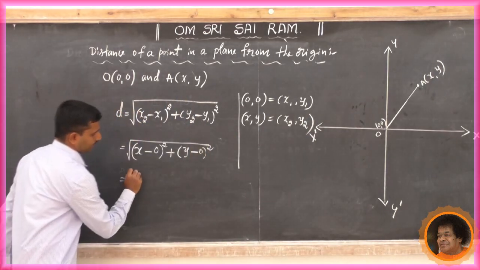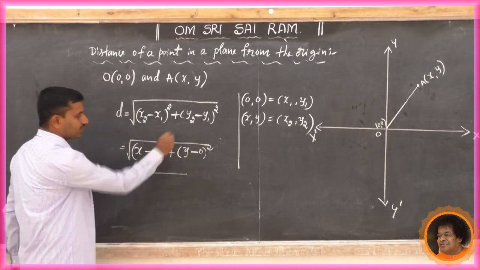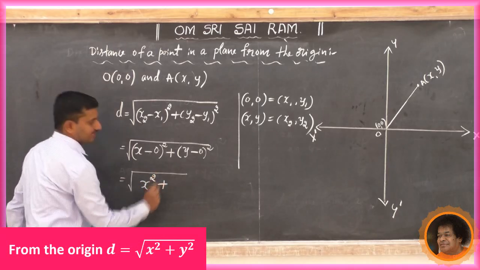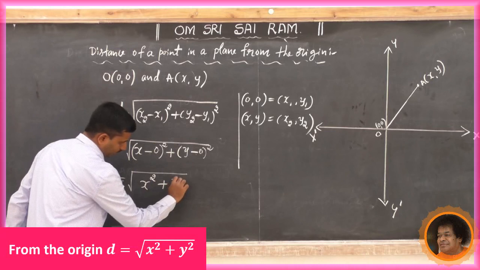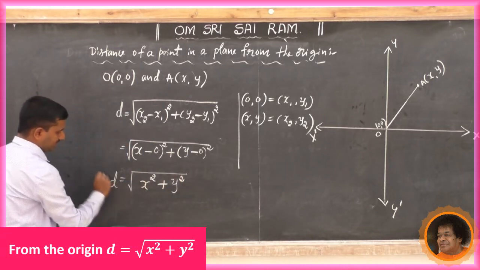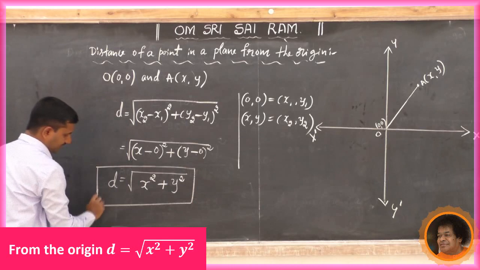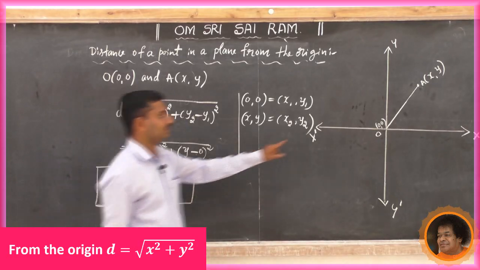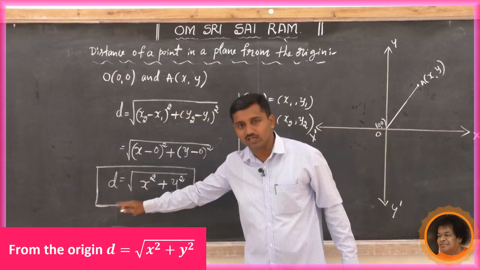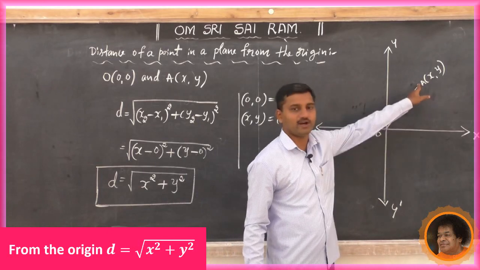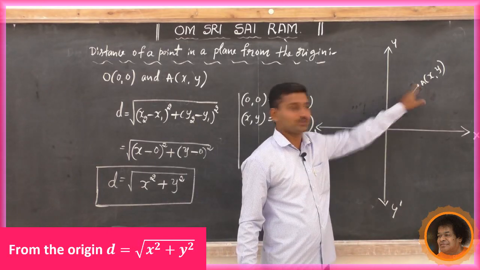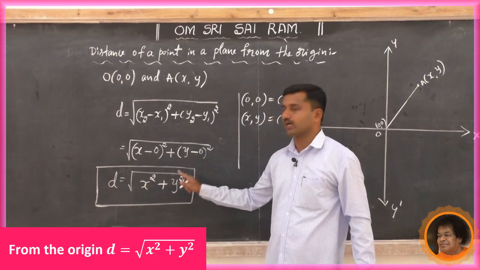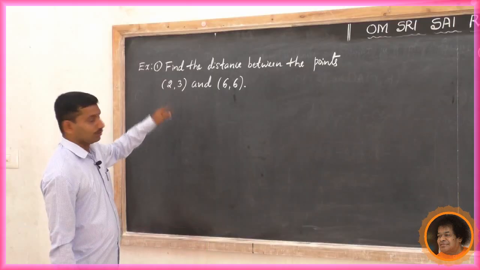Now simplify. So square root of (x minus 0) whole square. x minus 0 is x square, plus (y minus 0) square, y square. So this is the distance. So distance D is equal to the square root of x square plus y square from the origin. So this is the formula to find the distance between two points, or from the origin. From the origin, what is the distance? Using the formula D is equal to square root of x square plus y square. Now go through the examples.